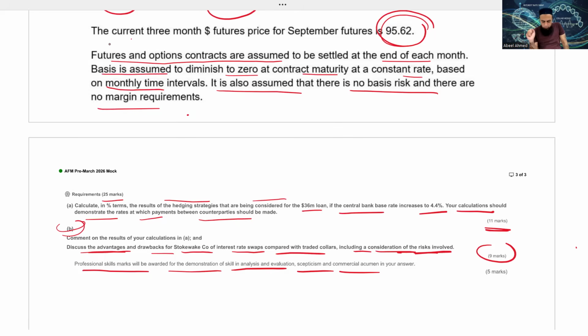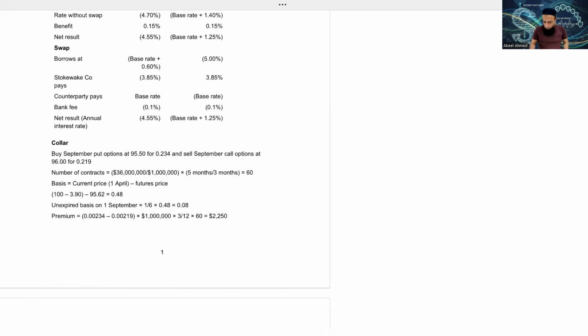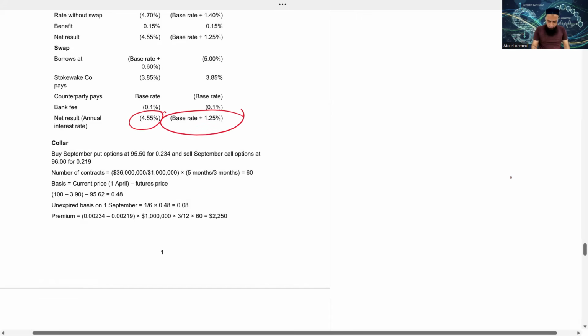Okay, I'll do one more thing. Let me discuss part B, what the examination team has written. In this way, you will have a clearer understanding of each and everything. Okay, so here comes the answer. This is the answer for interest rate swap. I think we have calculated the same thing.